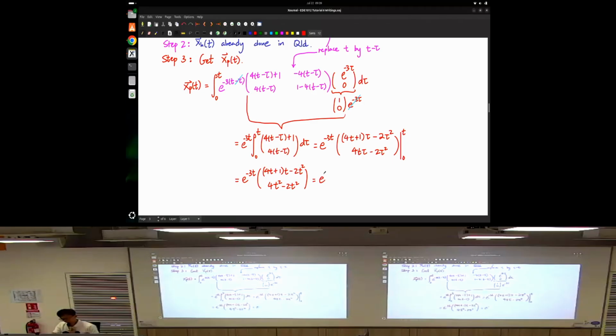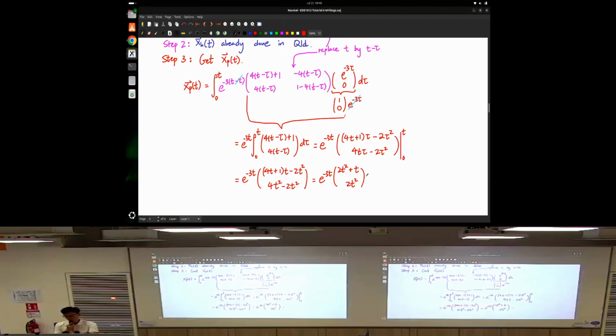So then we just simplify. e to the minus 3t multiply 2. So this guy looks like what? 4t square minus 2t square, so you're left with 2t square. Then you have plus 1, so plus t. Then the second row will be just 2t square. So that's your particular integral.